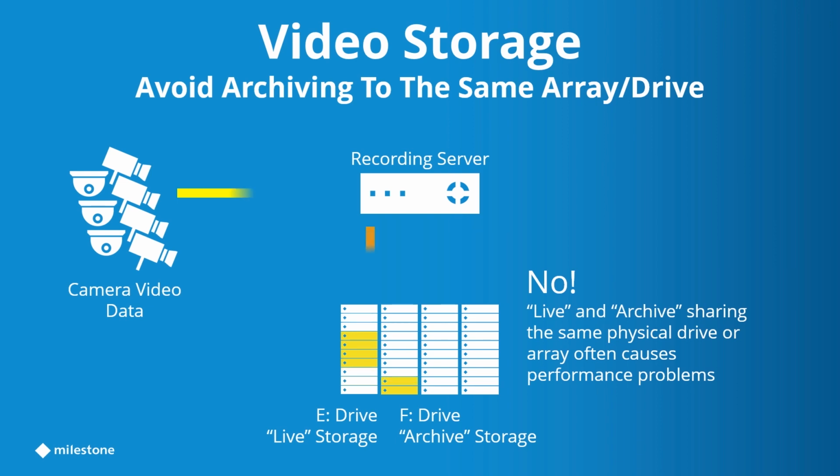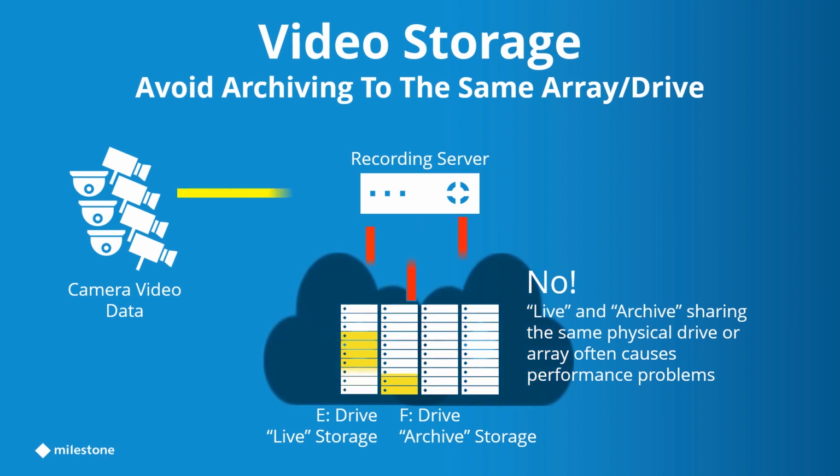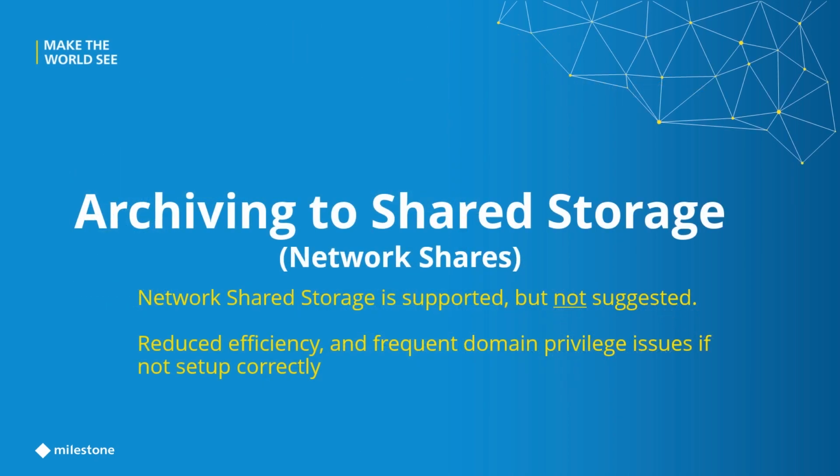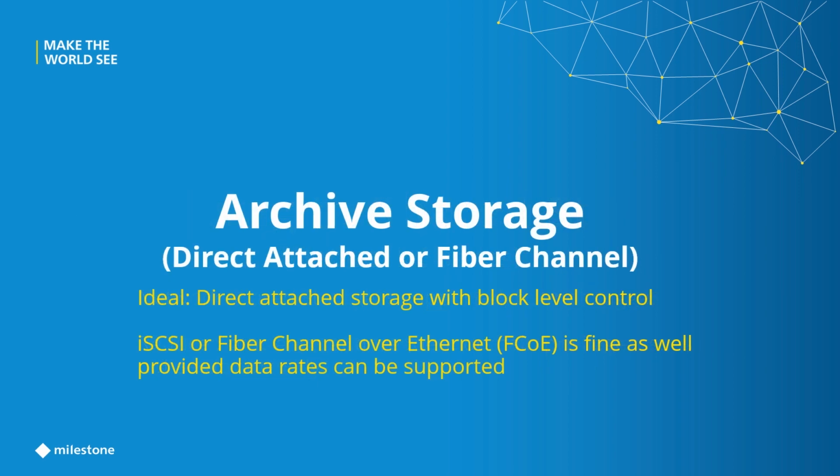We do support archiving to shared network storage, but this is often problematic as it is less efficient and requires careful management of the service permissions running the Milestone software to make sure that it has read and write access to the shared drives. Storage locations allowing block-level control that show up as attached storage, even if that storage is iSCSI or Fiber Channel over Ethernet, is much preferred for its greater efficiency and easier setup.